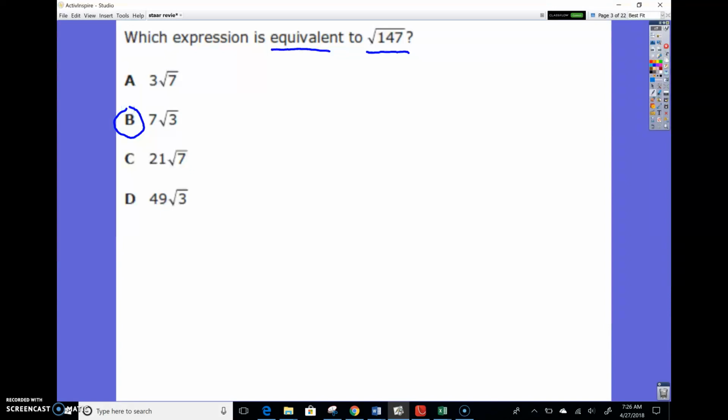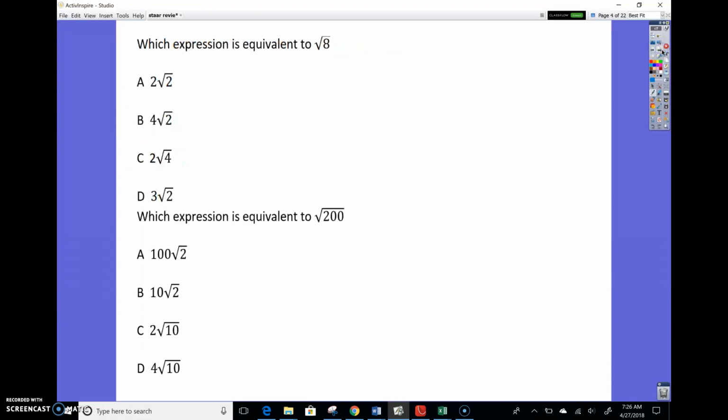Alright, number 2. Which expression is equivalent to the square root of 8? Why don't you try that one on your own? And number 3, try that one on your own.